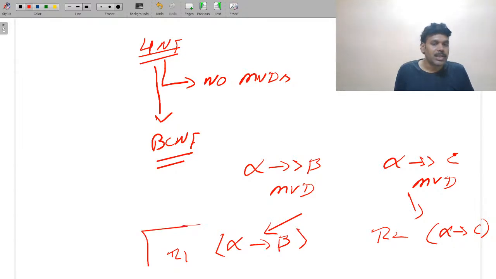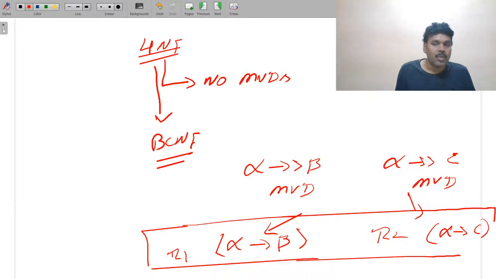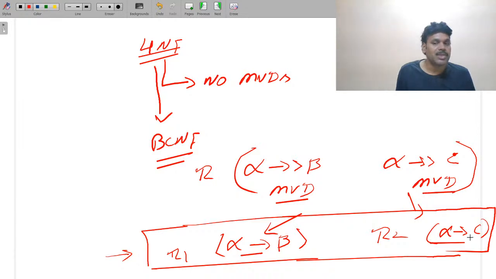So instead of merging all multi-valued attributes into a single table, better you split them. This splitting is the concept of fourth normal form decomposition. What fourth normal form is saying is, instead of keeping all these things in a single table, better you decompose them so that your MVD becomes FD. That is the concept of fourth normal form.